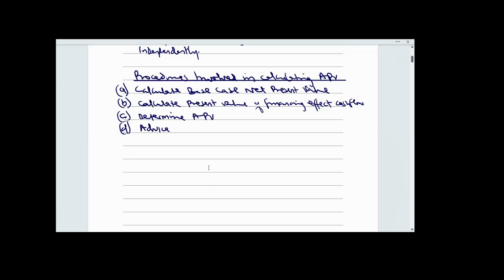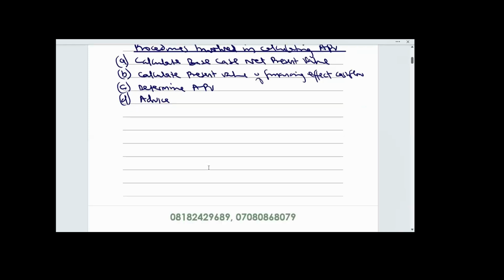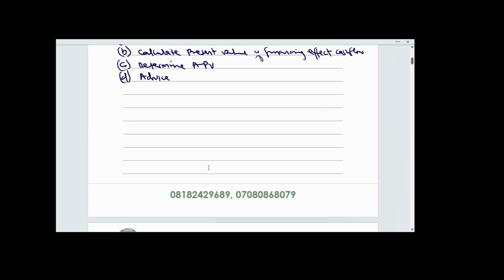Therefore, how do you then calculate base case NPV? Let's pick it one by one. So number A, base case NPV. To calculate base case NPV, you are going to carry out about 4 or 5 procedures. So step one, you determine relevant cash flows, or calculate net cash flows.